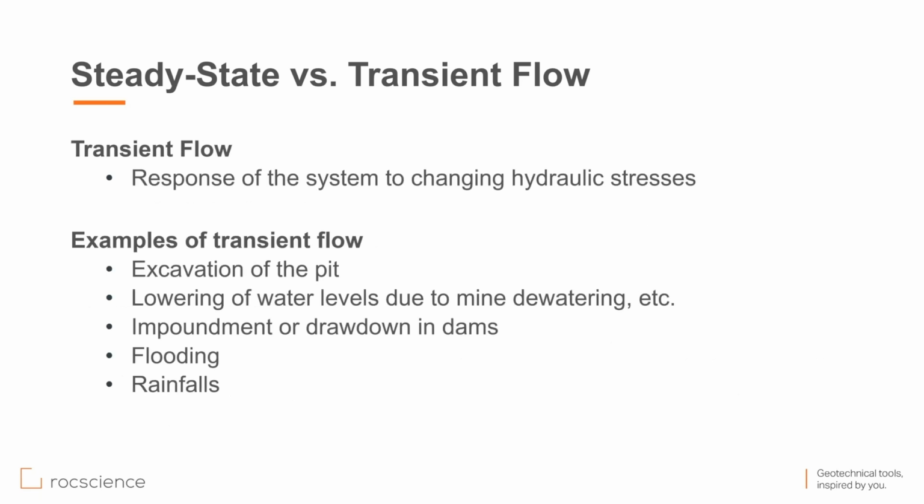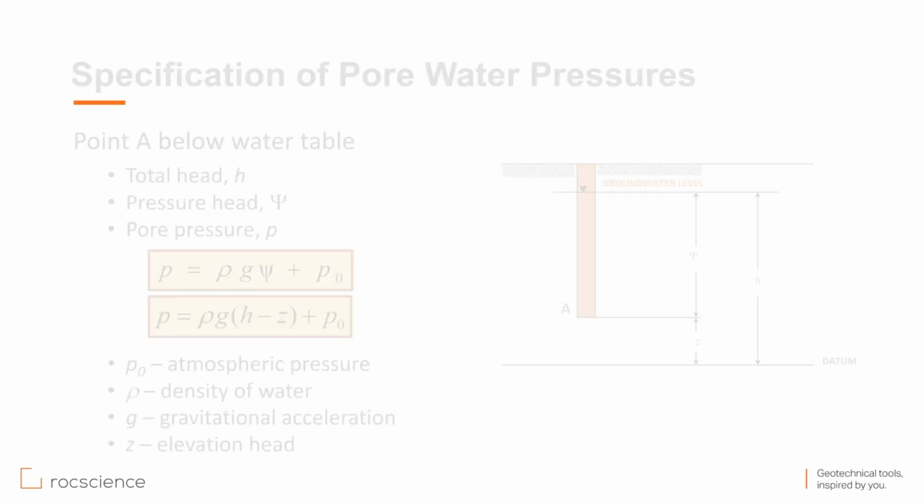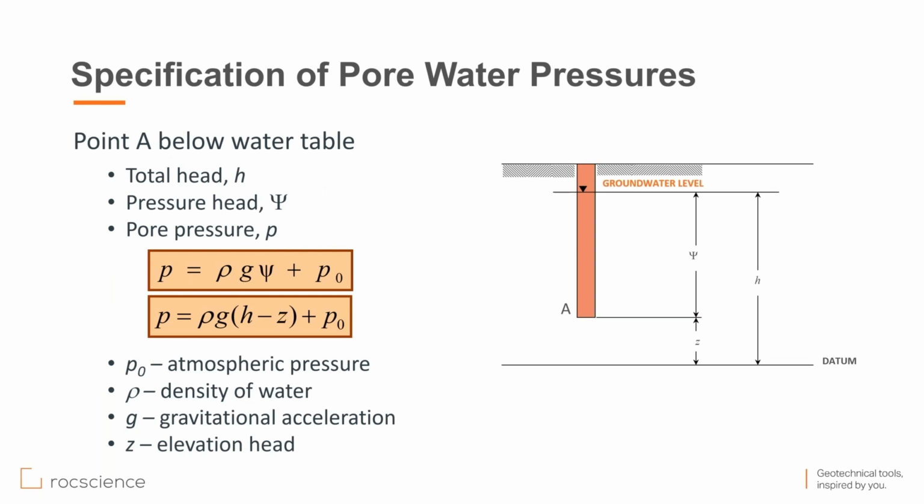On the other hand, we have the transient flow. For transient flow, you are looking at the response of the system to the changing of hydraulic stresses. Examples of this could be excavation of a pit, lowering of water level due to mine dewatering, impoundment or dewatering in dams, flooding, rainfall, or any other phenomena that is actually time dependent and not permanent.